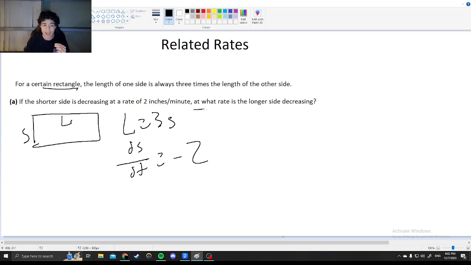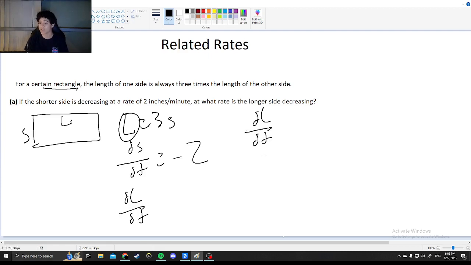It's asking at what rate is the longer side decreasing. So what does that mean in calculus terms? All that means is dl over dt, the change in the long side over the change in time. So how could we get dl/dt from the information that we have here? If we look here, we have an L function, and if we derive this with respect to t, with respect to time, and we derive the left side, we get dl over dt.